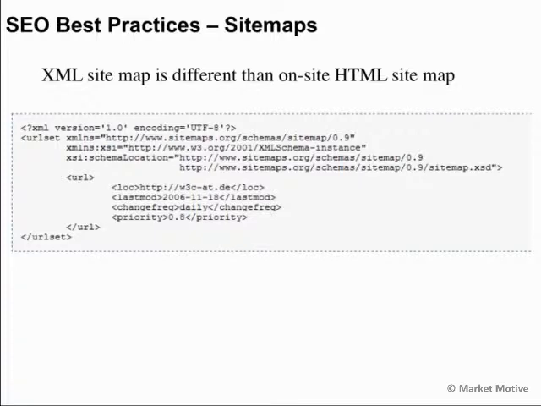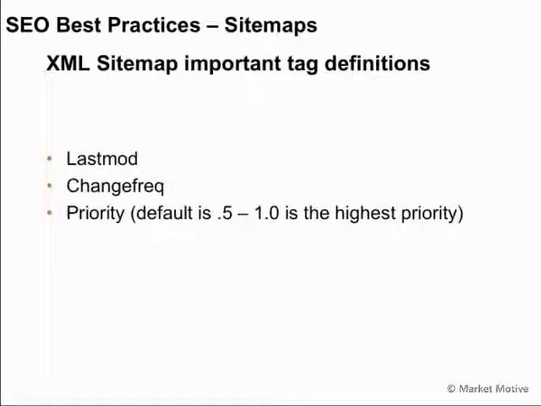We're going to set the last modified, the change frequency, and the priority. So you can see these are the three things that we really want to pay attention to when we're generating that XML sitemap. So the default is 0.5. 1.0 is the highest priority when setting that priority, and then you just set that last modified date as well.